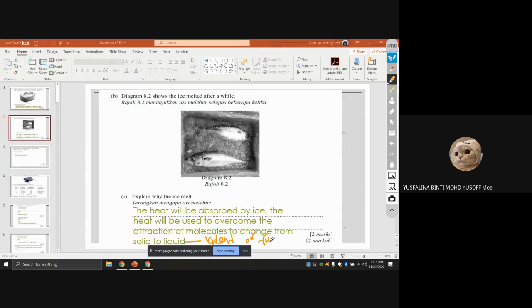Vaporization is from liquid to gas or gas to liquid. Okay, so we move to the next slide.